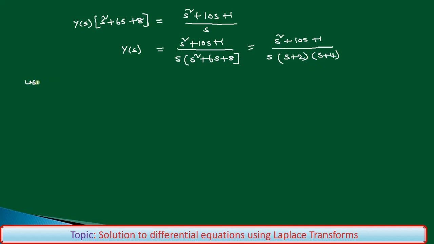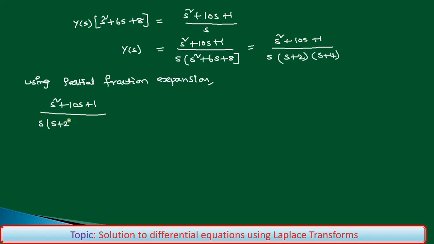Now, using partial fraction expansion, we write (s² + 10s + 1) divided by s into (s + 2) into (s + 4) equals A by s plus B by (s + 2) plus C by (s + 4). Now we need to find A, B, C.